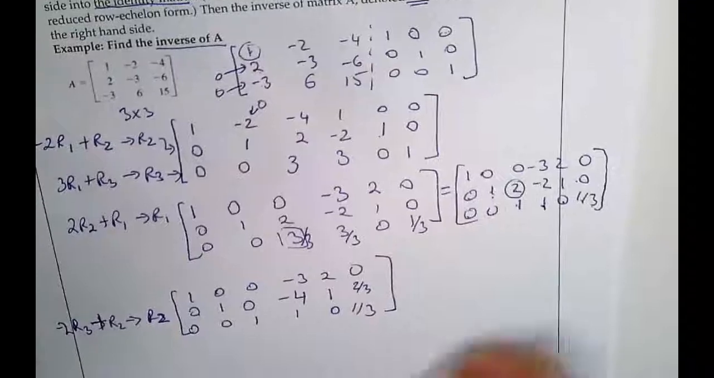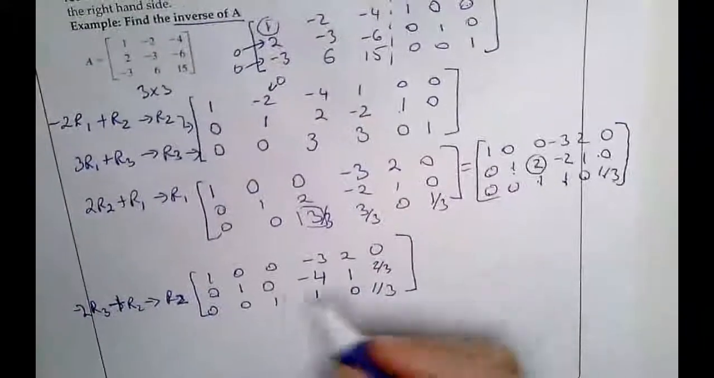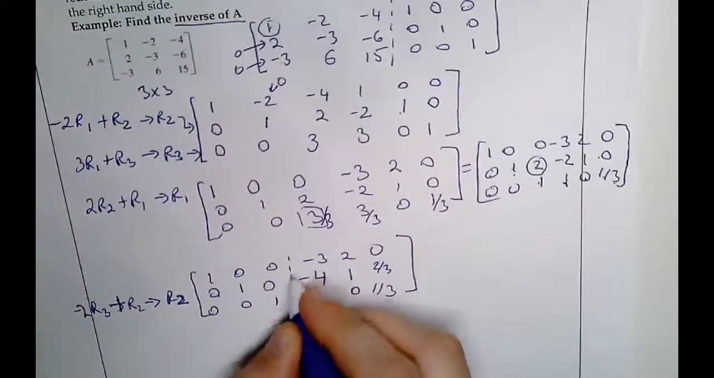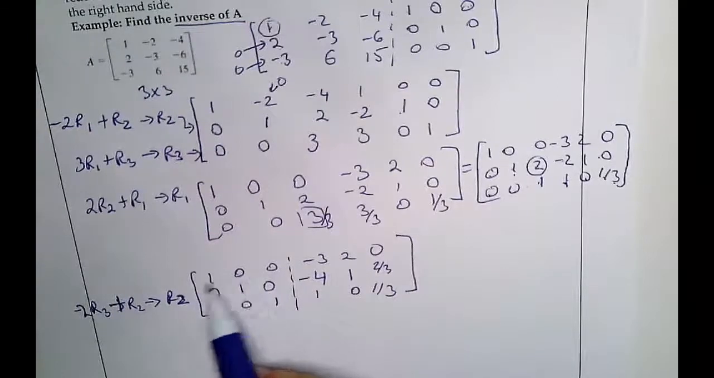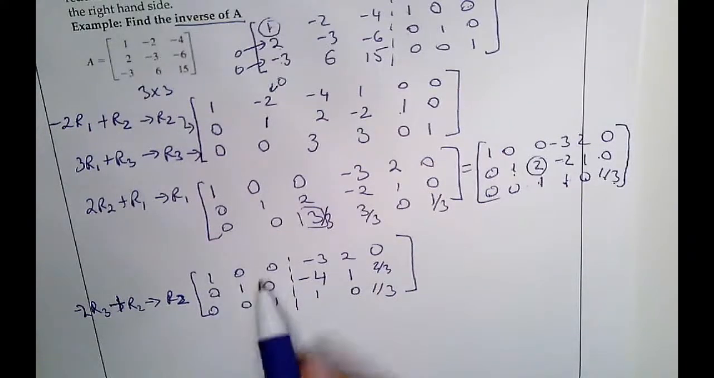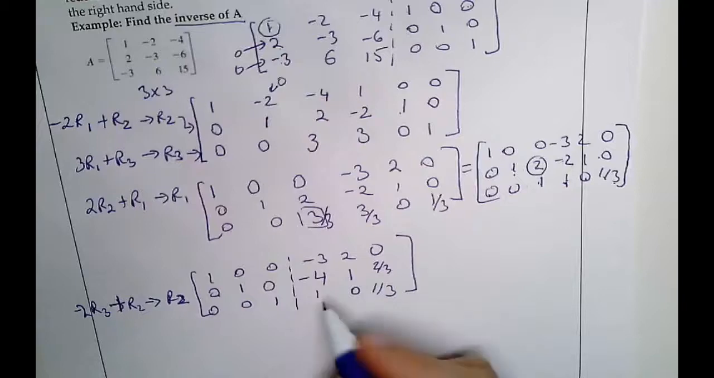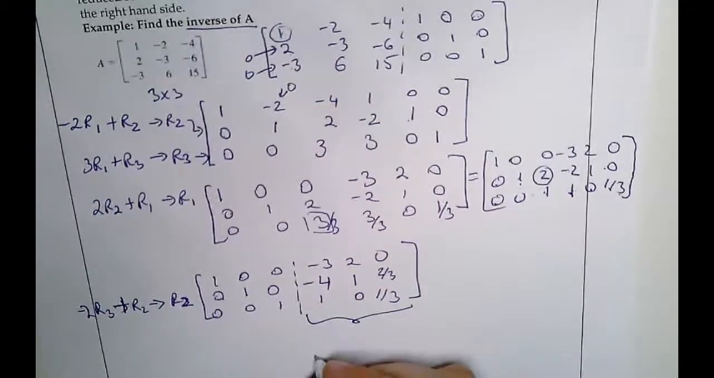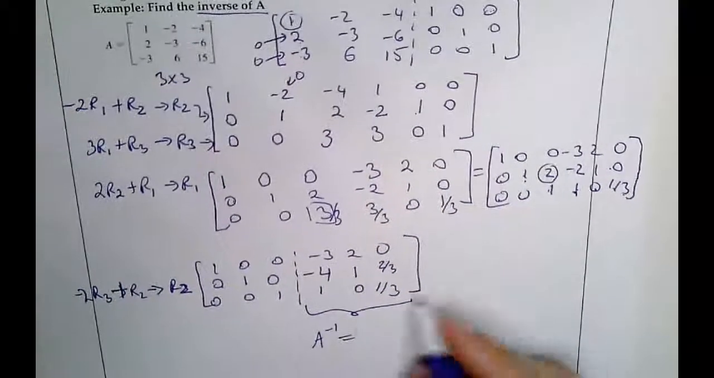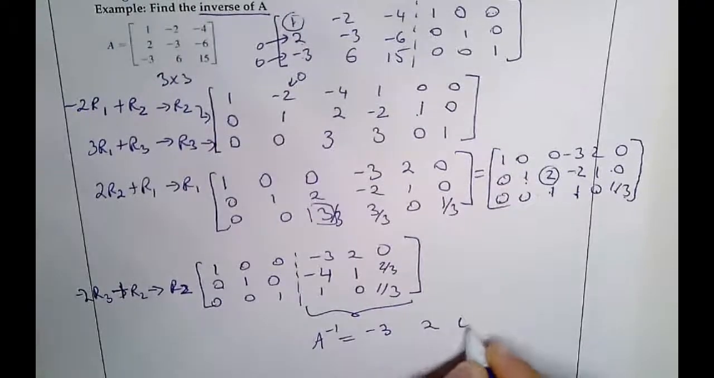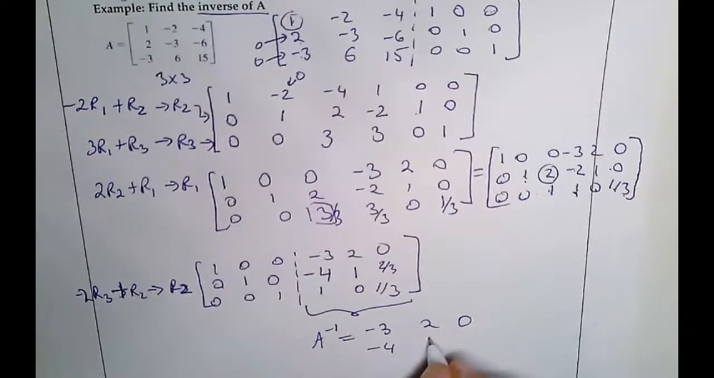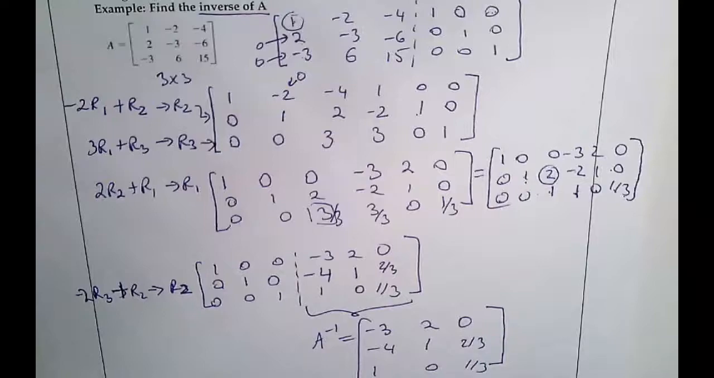So now notice that I have the row reduced echelon form on the left hand side. This is actually the identity, right? So I stop when I get the identity on the left hand side. And then what I have on the right hand side, that's my A inverse. So A inverse, I found that it's -3, 2, 0, -4, 1, and 2/3, 1, 0 and 1/3. So there we are.